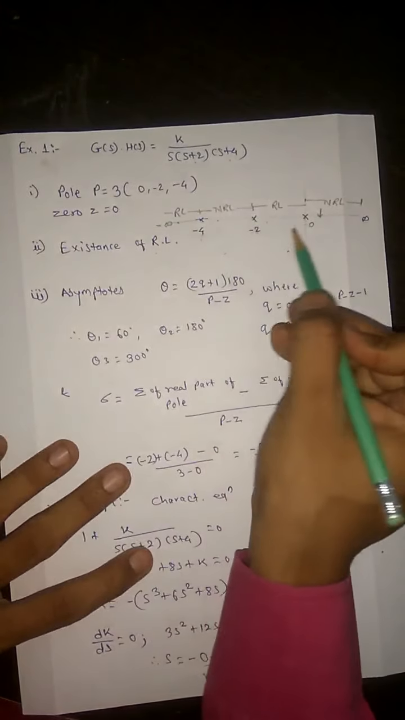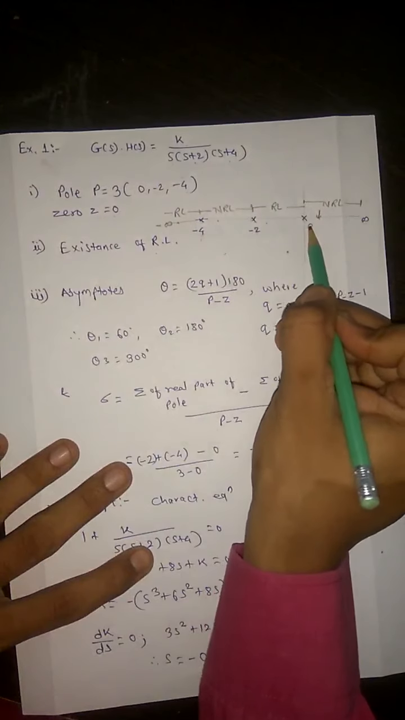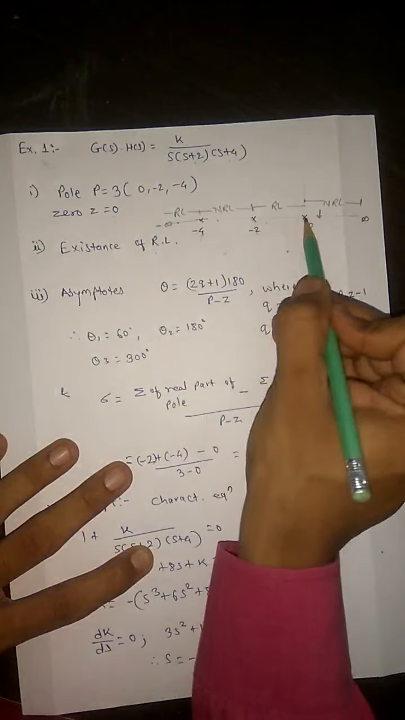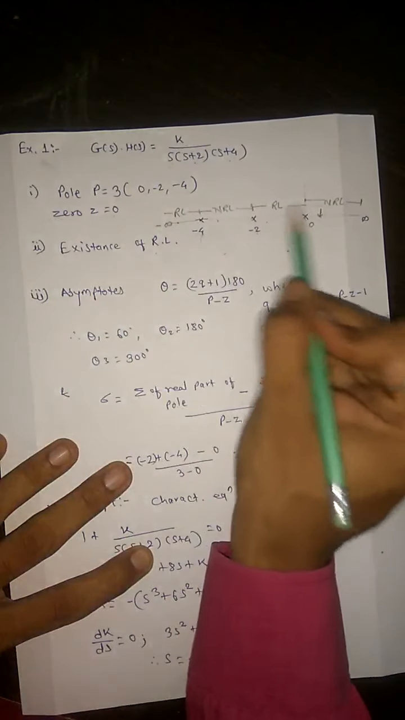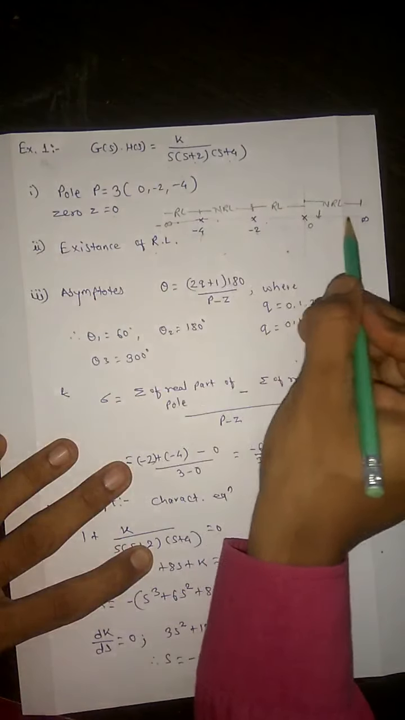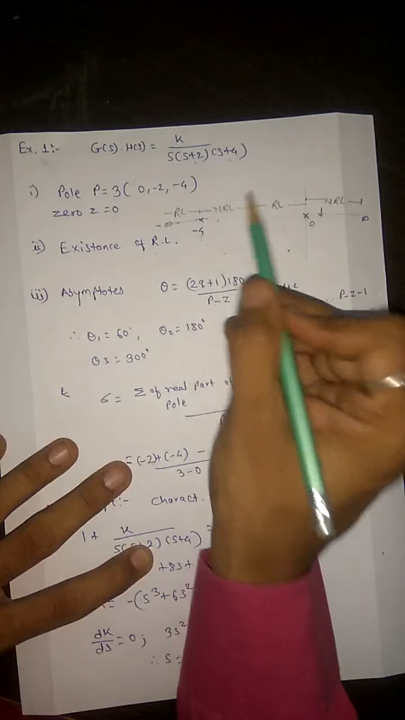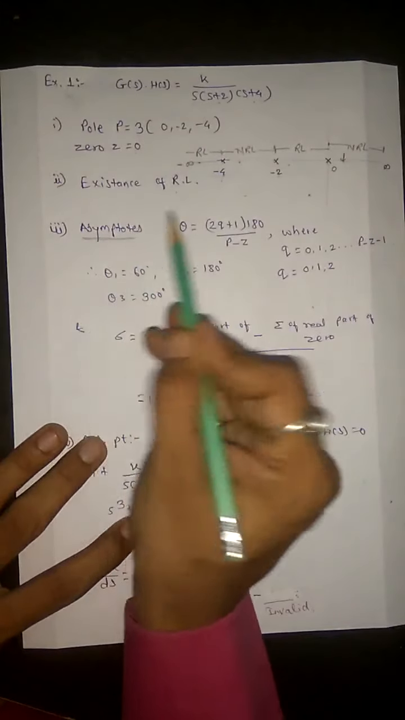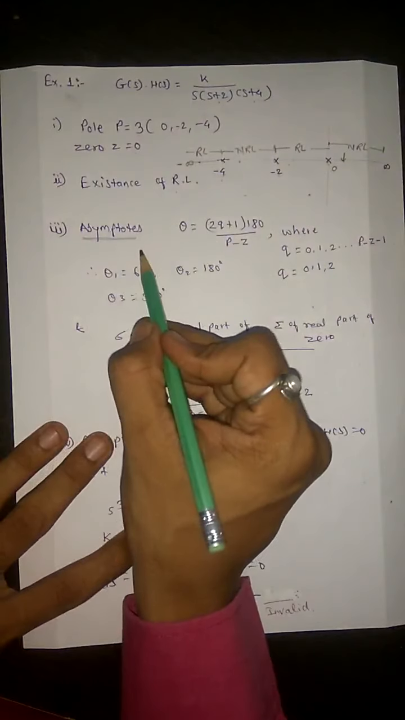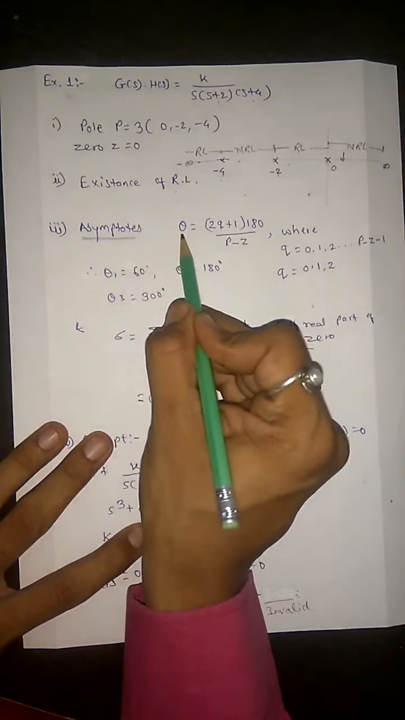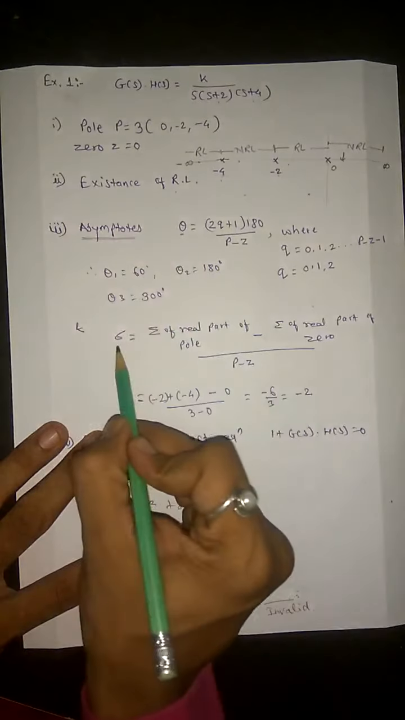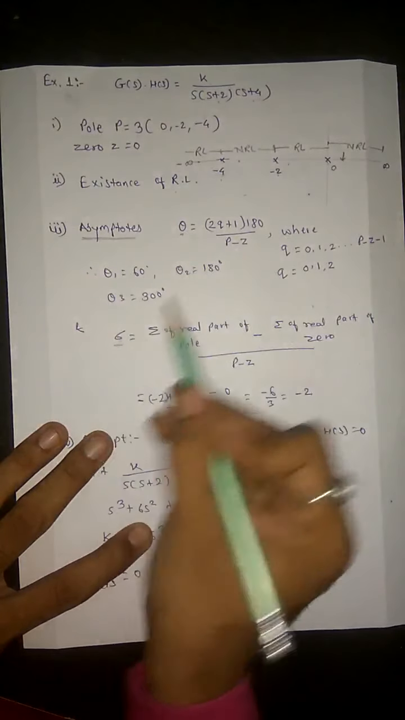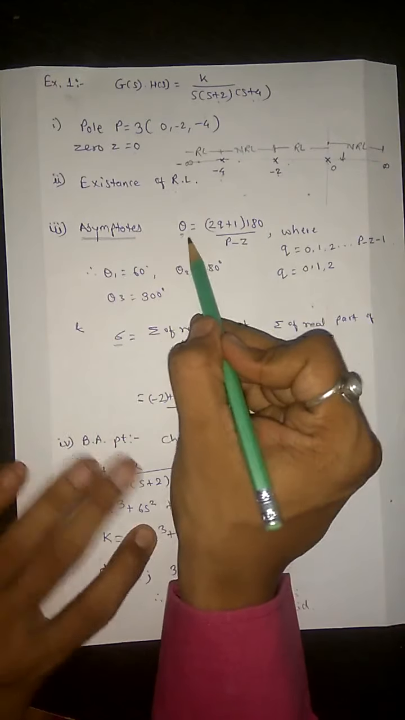That means between 0 and minus 4 and between minus 4 and minus infinity, only in these regions will your root locus be drawn, not in the other regions. Got it? Clear? Now next is about the asymptotes. Asymptotes are the guidelines. For asymptotes we are finding theta as well as sigma, the angle of asymptote and the location of asymptote. First of all, the angle of asymptote.